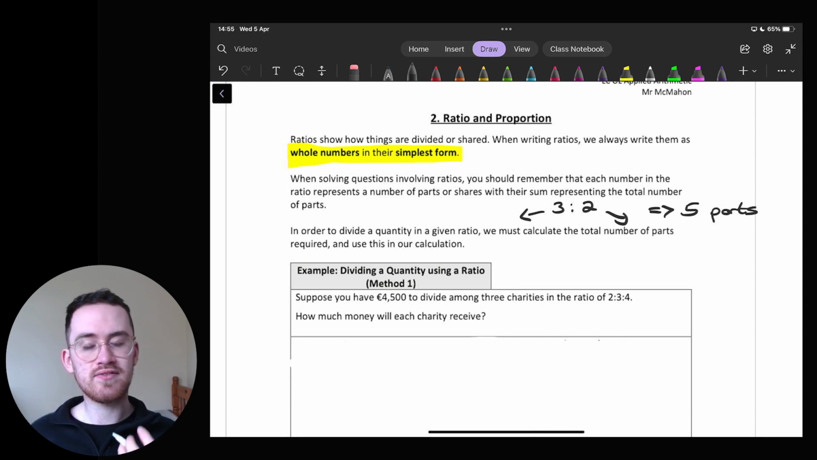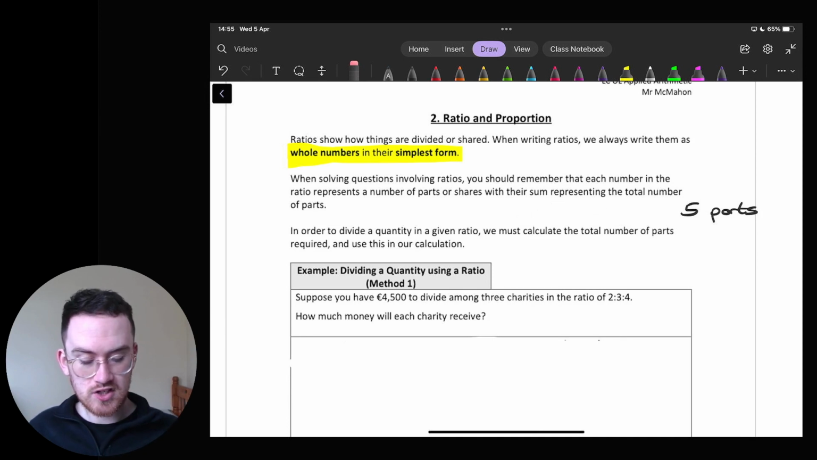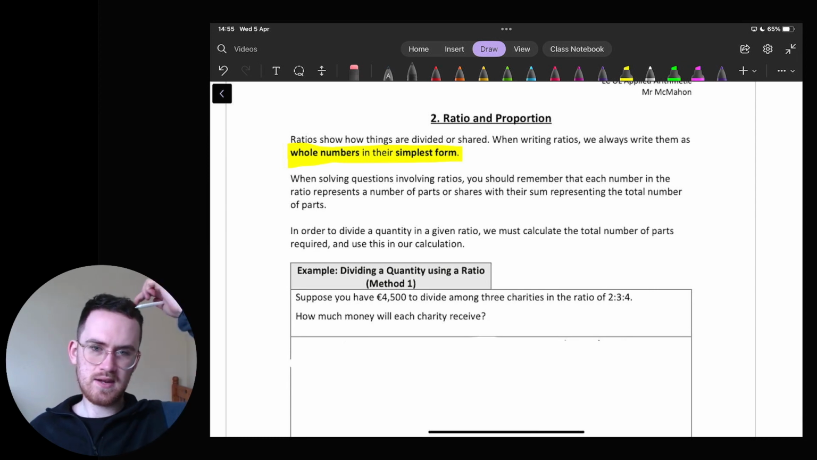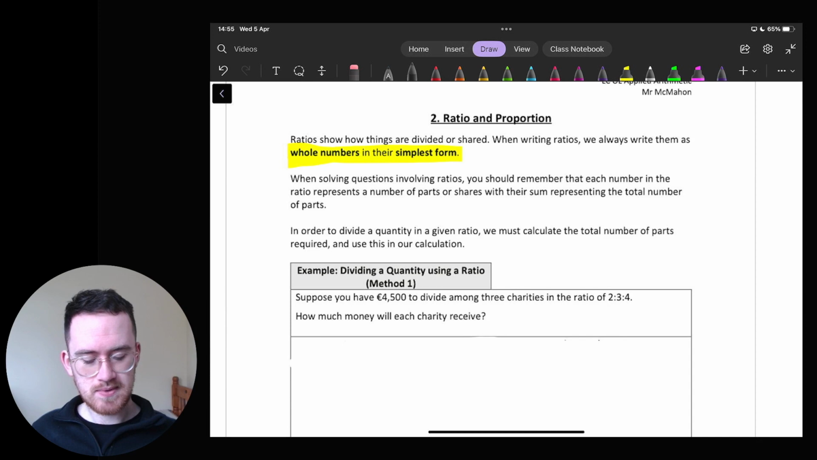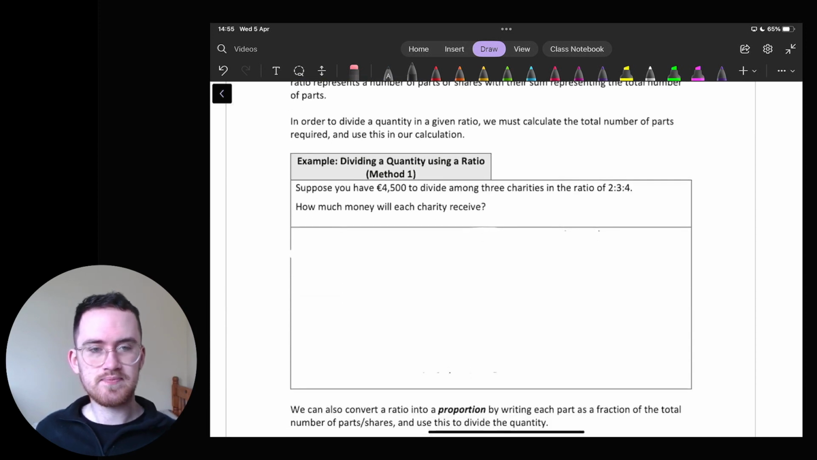And if we want to divide it, then we calculate the number of parts and then we'll use that to find out the specific divisions or the specific shares or the specific elements of it that each person will get. So let's just see it in an example because it makes it, I suppose, a bit clearer for us. So we have 2 different ways of looking at it.